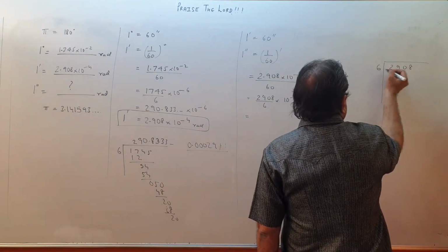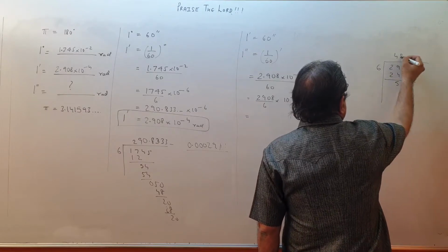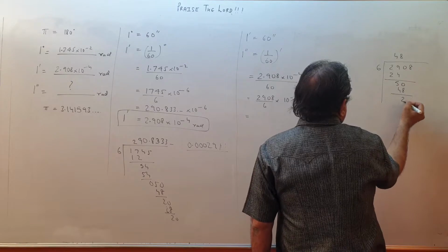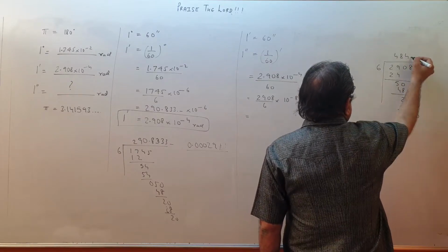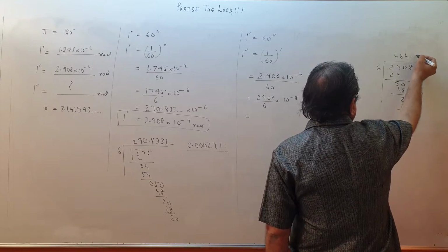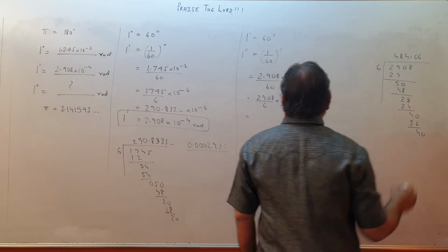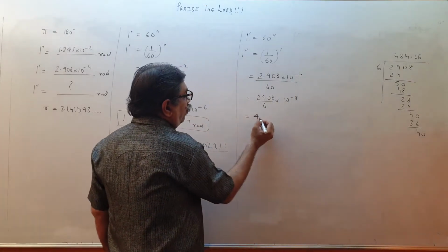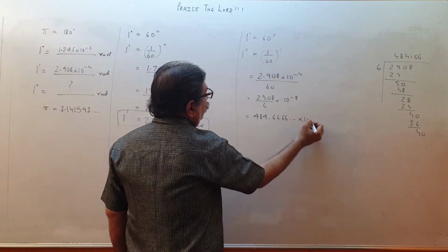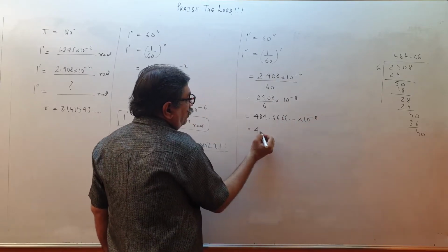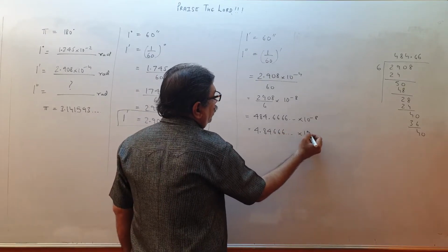2908 by 6 I divide. 6 4s are 24. 50 it will go 8 times. 48. 28 will go 4 times. 24. 40. It goes 6 times. 36. Again 46 times. So it will continue. So this will be 484.6666 like this into 10 raised to minus 8. So this will be 4.84666 into 10 raised to minus 6.